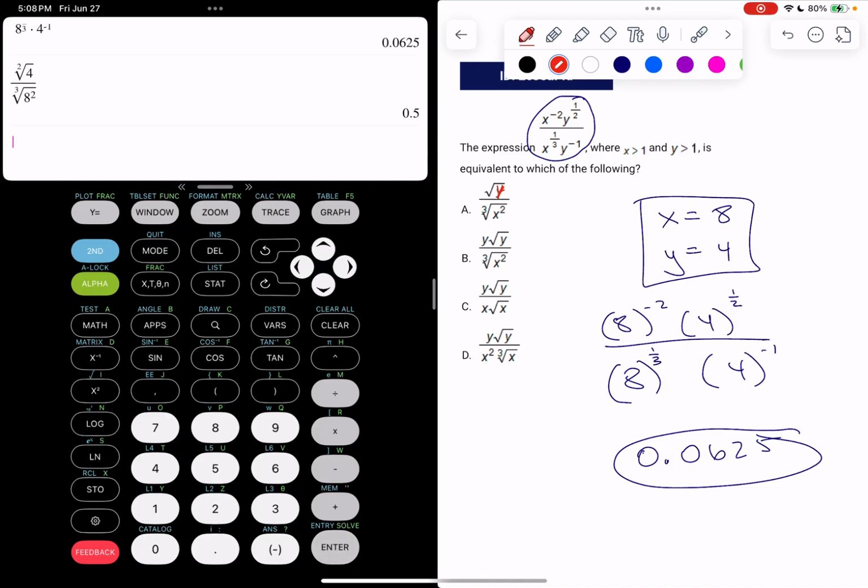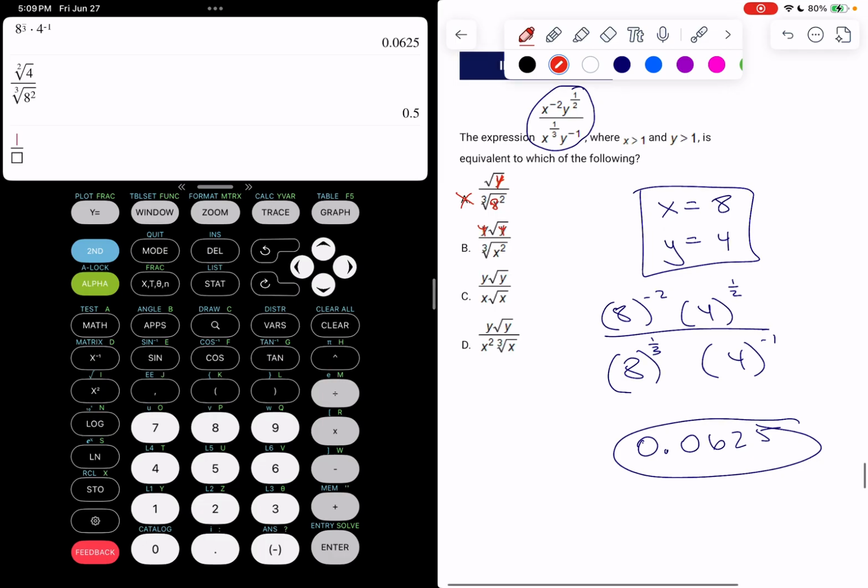Oh, it's not what I wanted. So we'll get rid of that, guys. We're going to put an 8 for that. Go cross that out. Now we're going to grab my fraction again. And I'm going to put in, again, 4 for my y and 8 for my x. So in my numerator, I have 4 square root 4. And in my denominator, I have 8 square root 8. I'm going to hit enter.